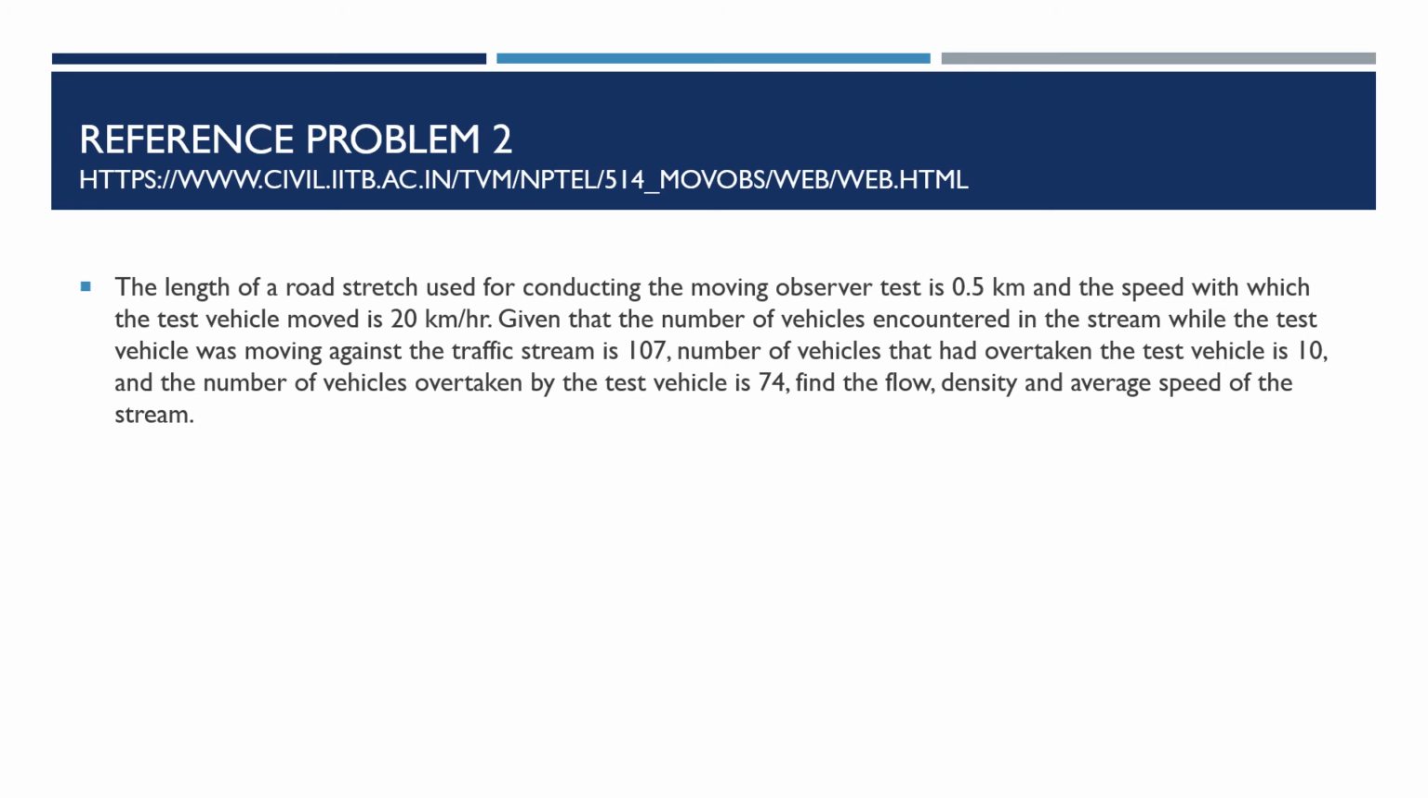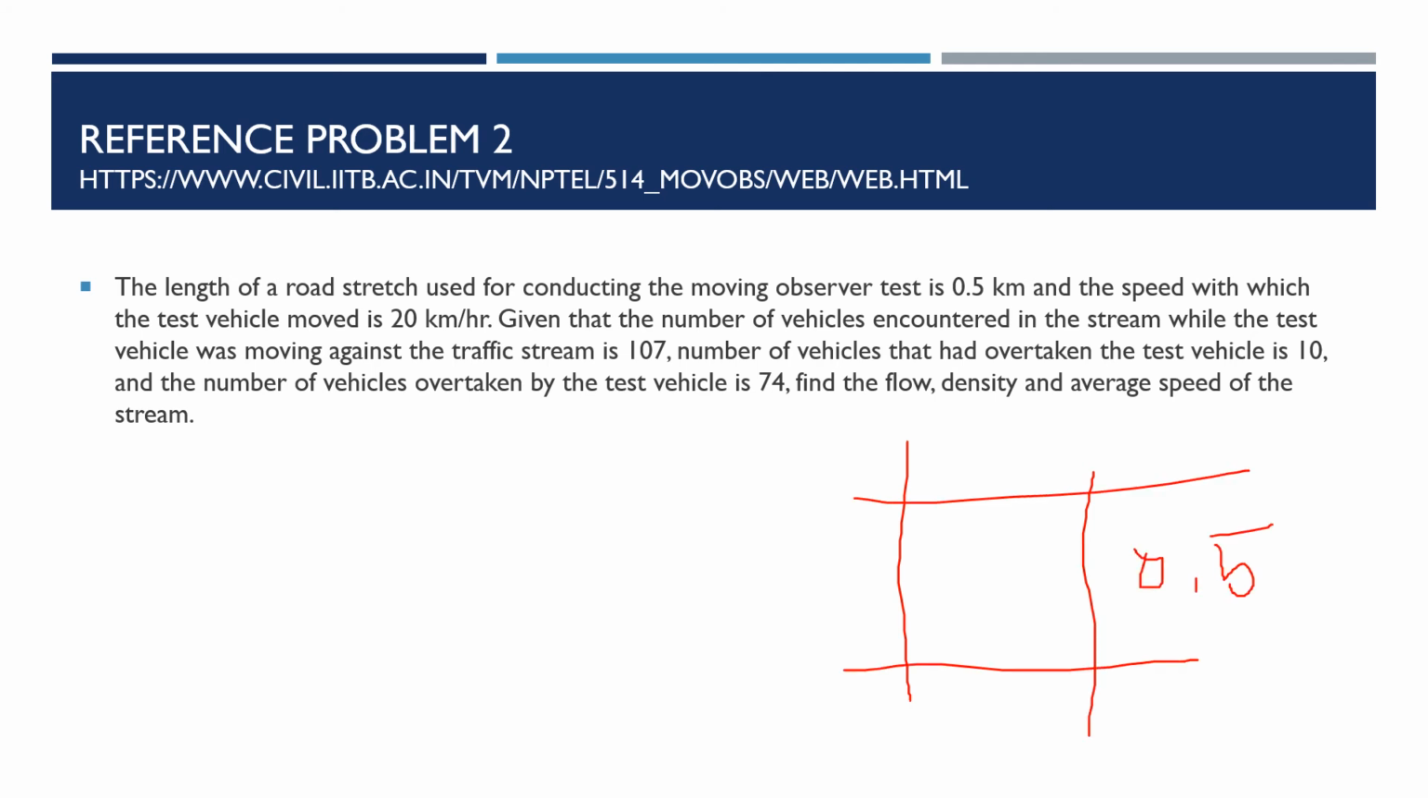So we do have the data here, and we now need to find the flow, density and speed of the stream. There is no number of observations here, unlike the last problem. It has been given all the data. Just understand it. There is a stretch given as 0.5 kilometer in length, and the test vehicle speed is given, which is moving at 20 km per hour.